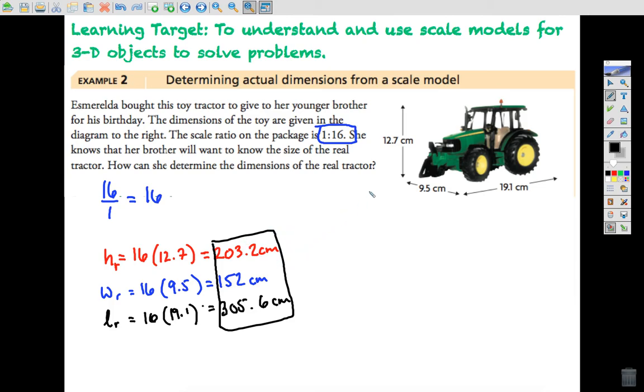So you can see this is not very hard. You're just determining the scale factor and then scaling up your model. The only difference between 2D and 3D is that you have an extra number and an extra calculation.